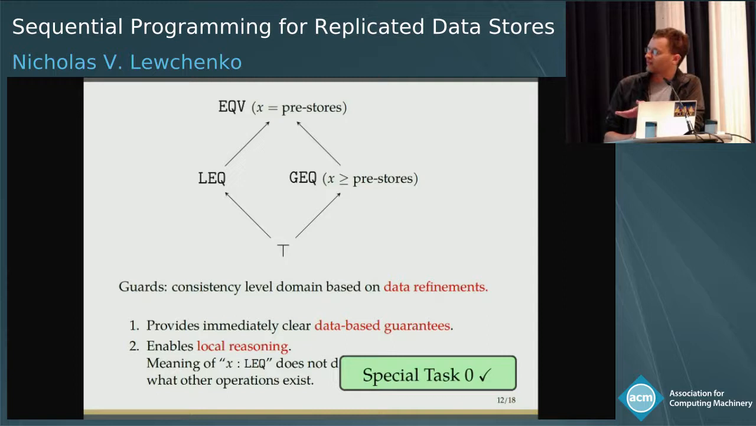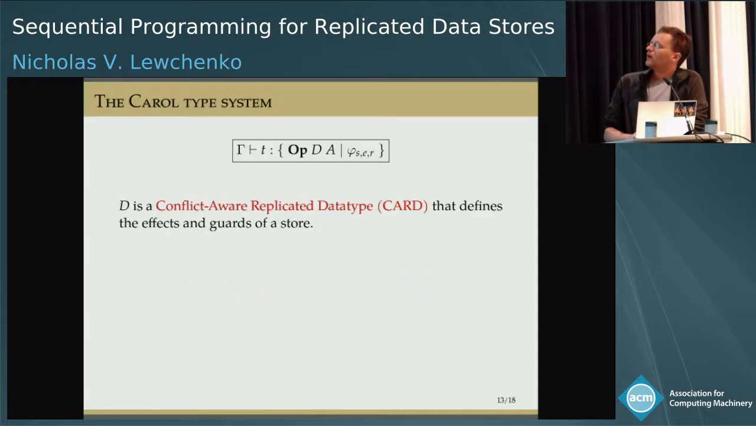So this is special task number 0, essentially. This is our model for consistency level definitions. Basically, whenever you come up with a new data type, again, this is sequential because all you have to think about is what facts would a programmer want to know about this data. OK, so that kind of gives a sense for the informal way of reasoning about Karol operations.